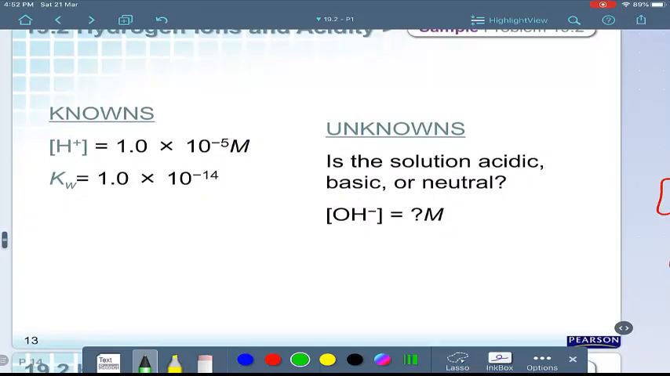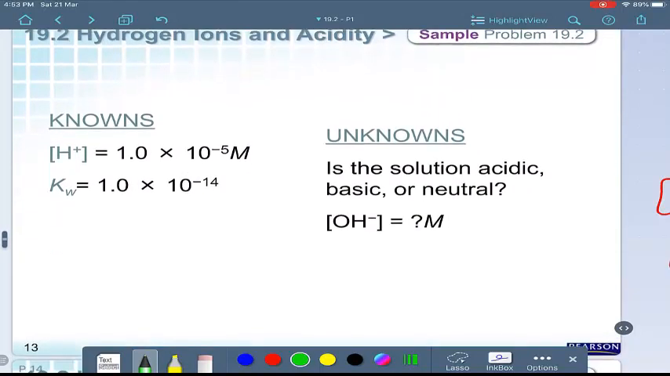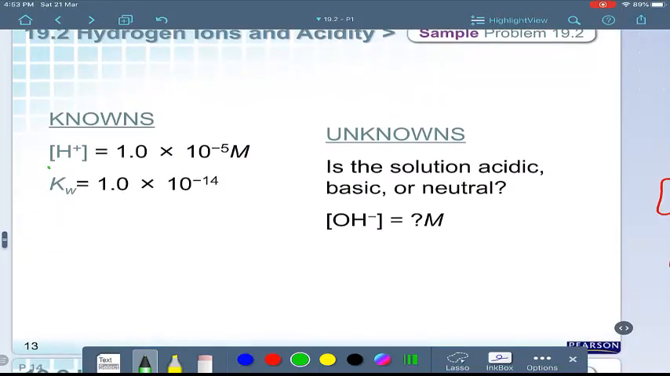How can we know? If you have a value of concentration of hydrogen like this, and you know the Kw, which is 1 times 10 power of negative 14, it's a constant. We need to identify if it's acidic, as I said, or basic. Let's try it as a problem. OH negative, we need to know. If it's a high value, it's basic. If it's a low value, it's acidic.